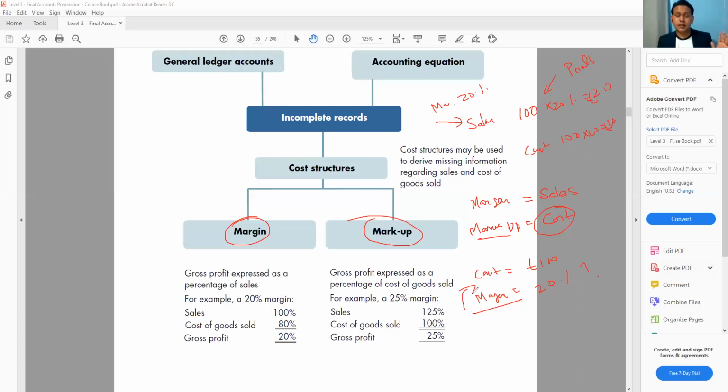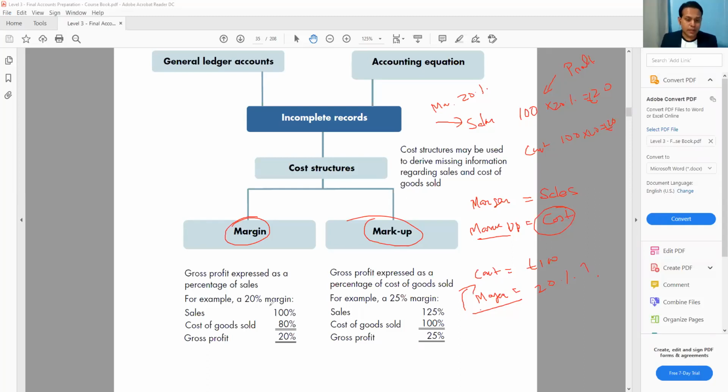So when there is a markup, if there is a cost, life is easy. Just multiply to get the profit. If there is a margin and there is a sales, life is also easy. But if there is a markup and there is a sales, or if there is a margin and there is a cost, that time it will be a little bit tricky. So we'll see how we calculate that.